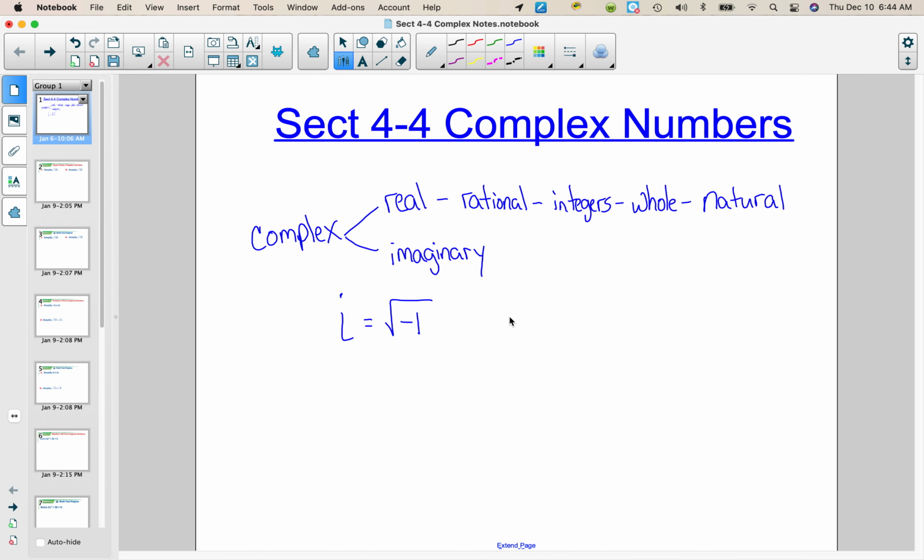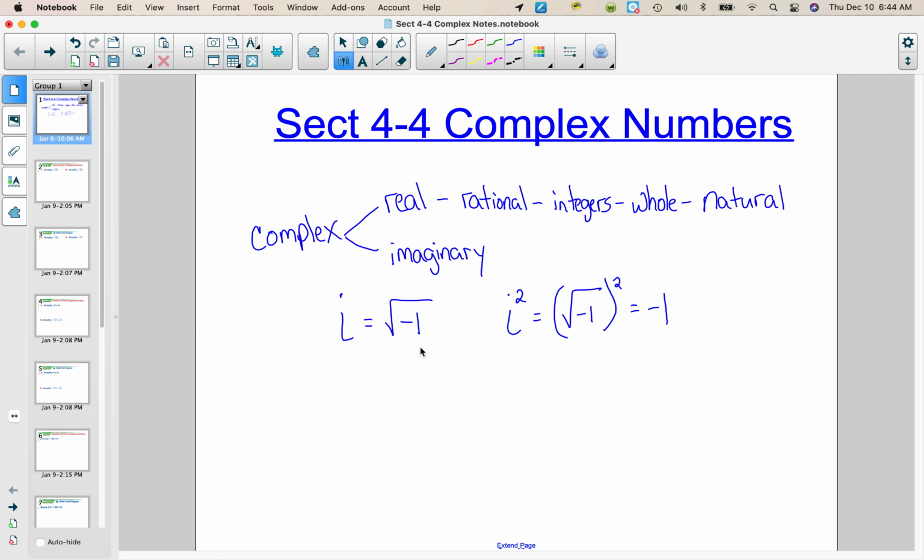Well, think about what that means. That means i squared. If you square the square root of -1, you get -1. So this is our pure imaginary. So we have i equals the square root of -1. But if we have i squared, we can simplify that to -1. And so we're going to make use of that. This is what we're going to deal with when we have a square root of a negative.